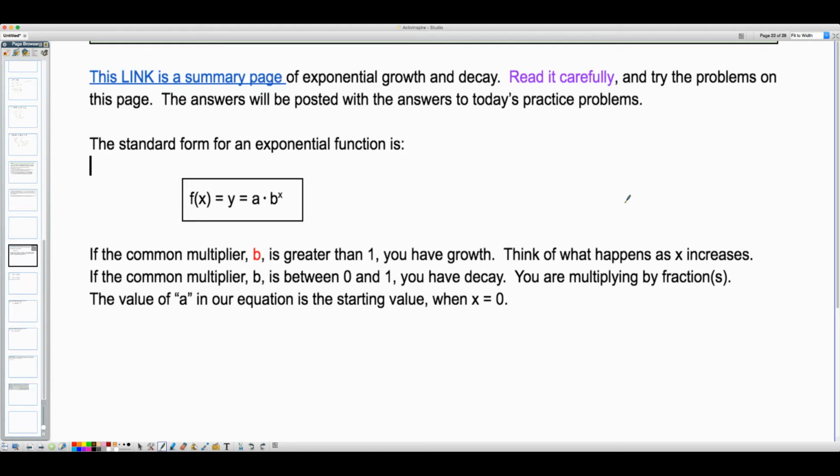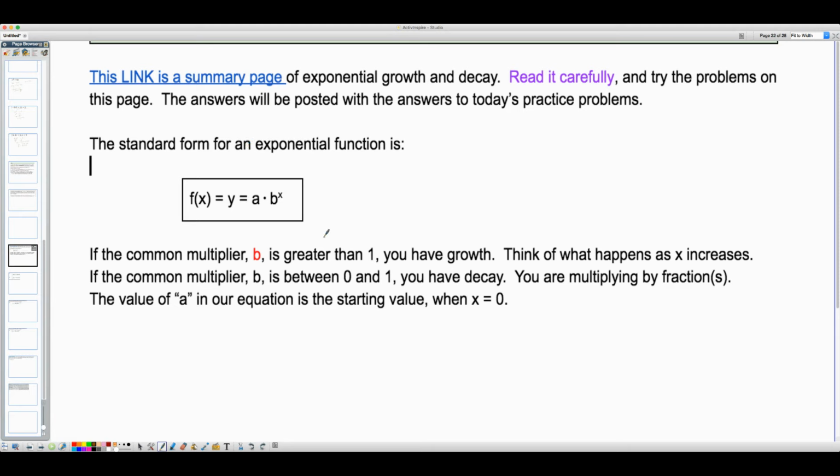This lecture notes is about exponential growth and decay. I have a summary page here with some notes on exponential growth and decay. You should read this carefully and try the problems on the page. Actually, the homework today is from this same thing.